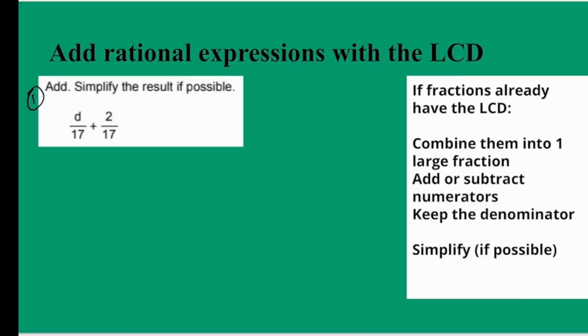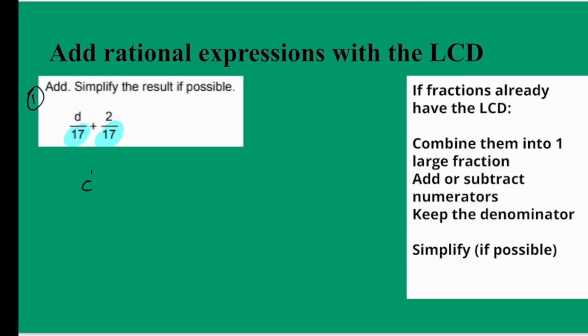Add rational expressions with the LCD. So we're going to do three problems, one adding and two subtraction. First problem says d over 17 plus 2 over 17. If fractions already have the least common denominator, those denominators are the same right now, 17, 17. All we're going to do is combine them into one larger fraction.